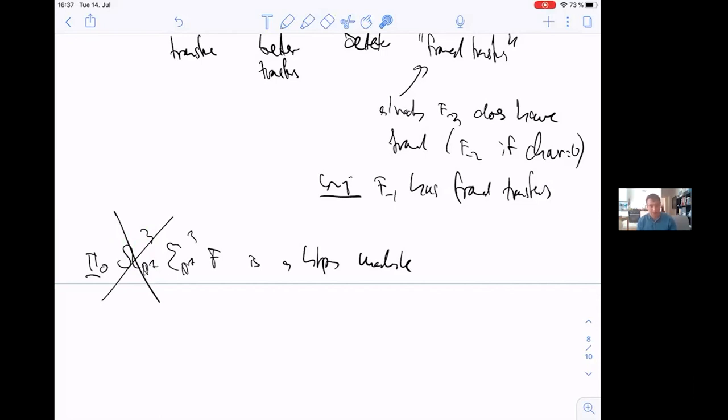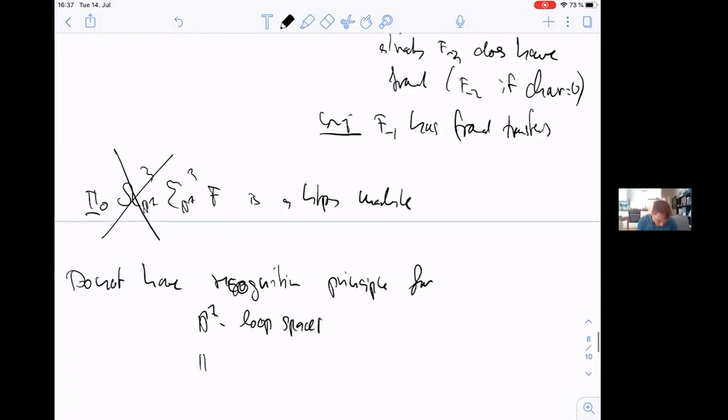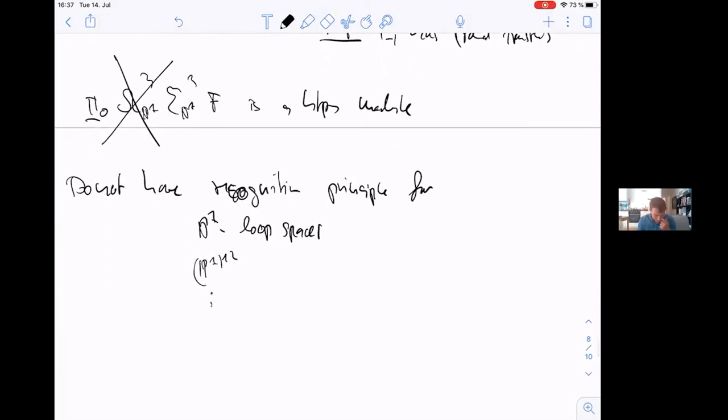So we do not have a recognition principle for even something like P1 loop spaces. I mean, you could ask for Gm loop spaces, but the problem is that because Gm is not connected itself, it seems likely to me that you might have something for P1 or P1 smash 2, that for these you might have it, but we do not have any of these.